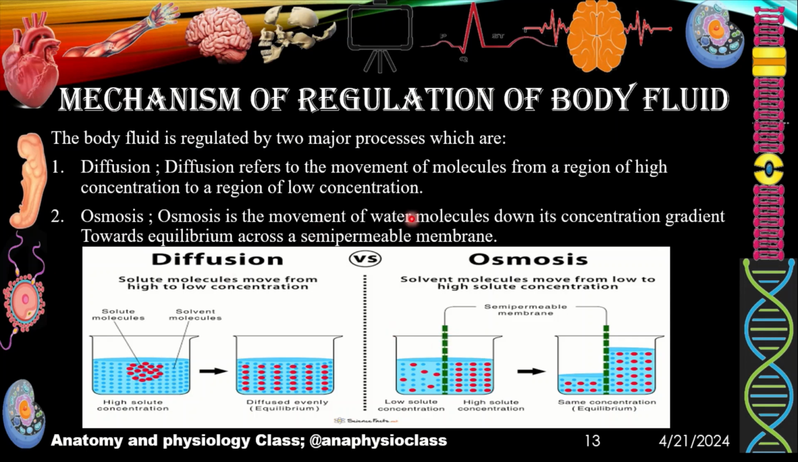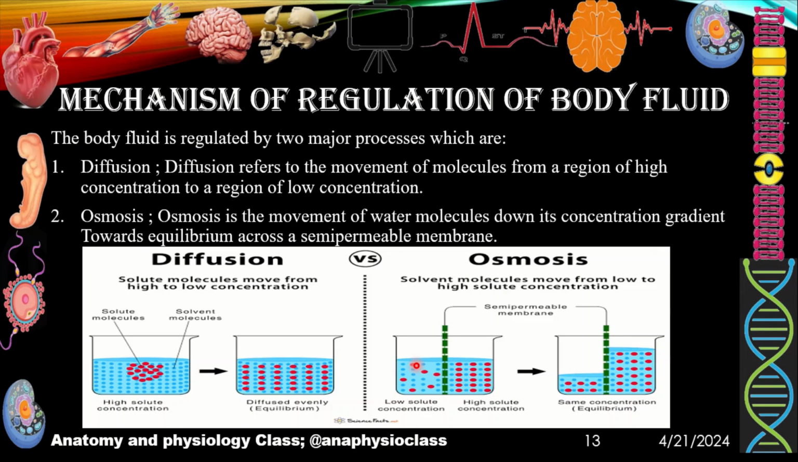Then osmosis is the movement of water molecules down their concentration gradient towards equilibrium across a semi-permeable membrane. So osmosis is the movement of water molecules. Here in osmosis, it is the water molecule that will move from a region of higher concentration to a region of lower concentration. For example, look at these two containers, assuming this is container A and container B. This container has a lower concentration of solids, not a lower concentration of water. The amount of water in both containers is the same, but the amount of solid in this container is low and the amount of solid in this one is high.